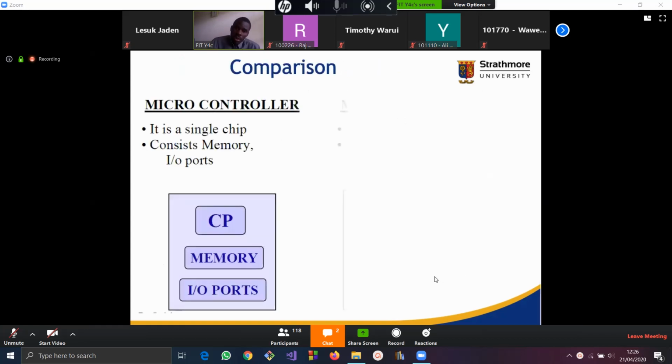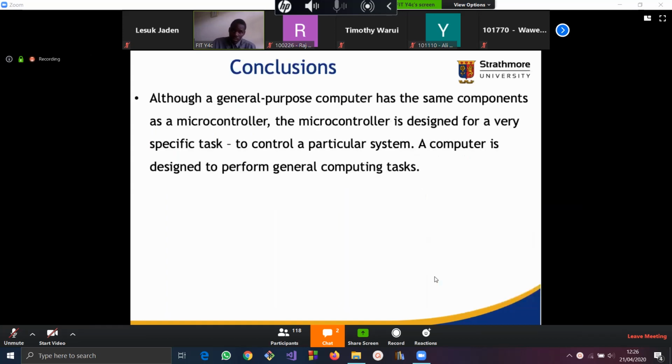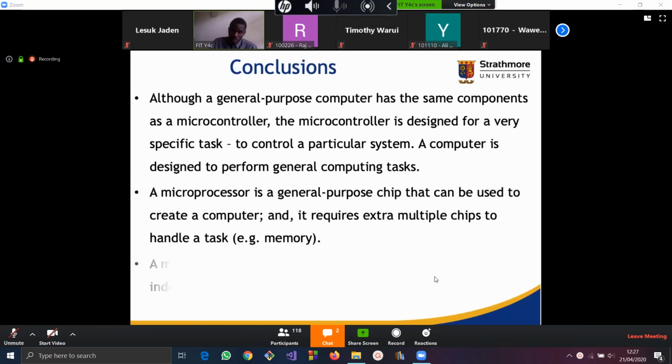If you compare a microcontroller and a microprocessor, on the left is a single very large scale chip, and inside there is a CPU, memory, input, and other devices. A microprocessor can also be very large scale, but inside it's only CPUs. It can be one, it can be many. So what is the conclusion?